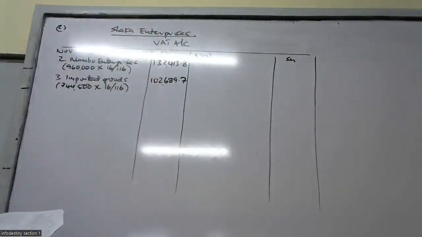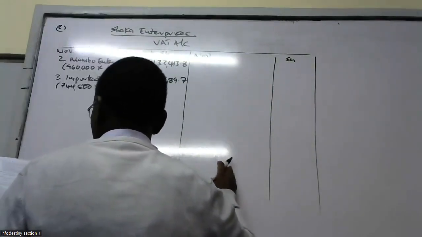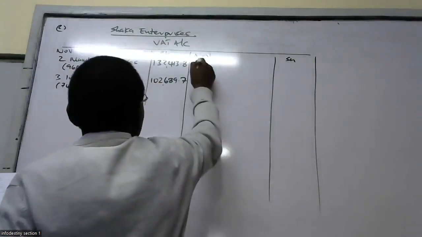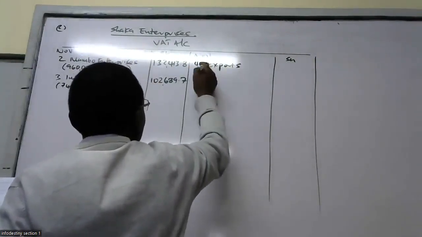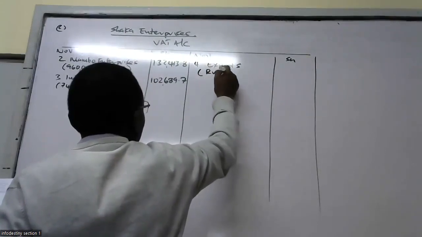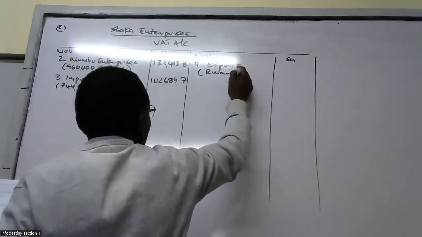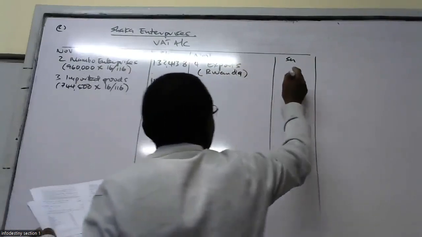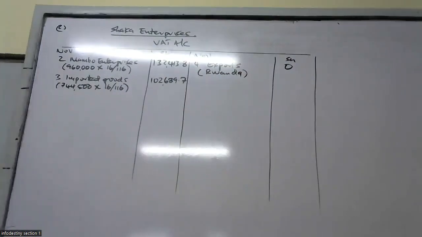November 4th, made cash sales of 140,000 to Retail Limited, a company in Rwanda. So those are exports to Rwanda. Exports are zero rated. The output VAT is just zero.